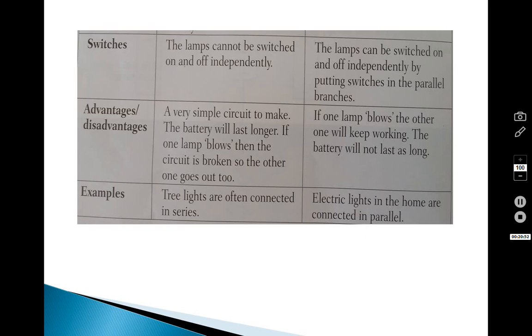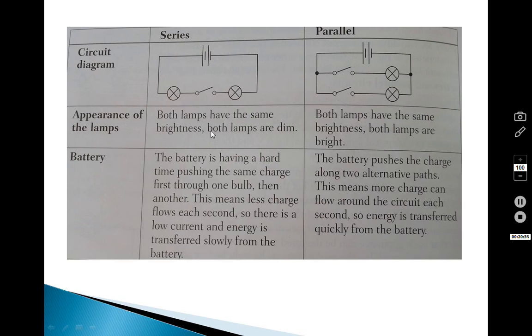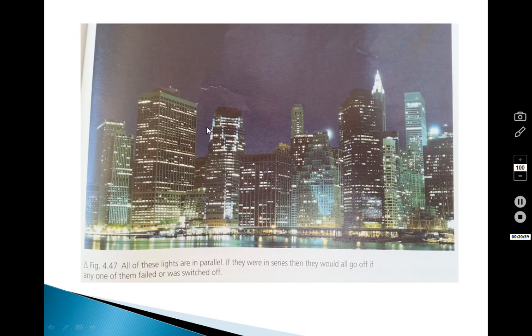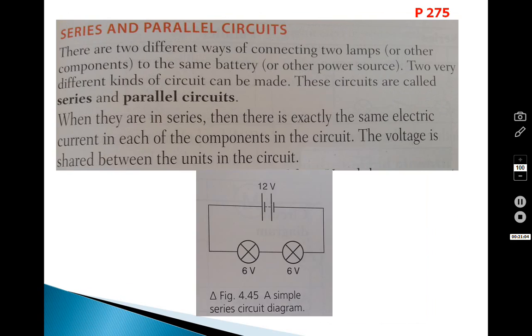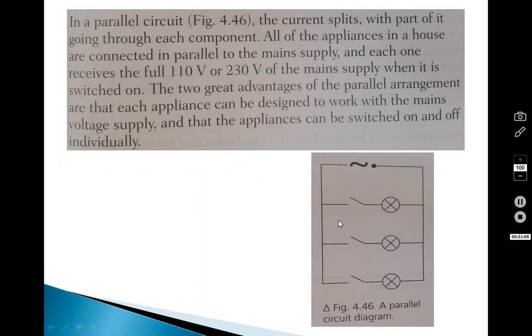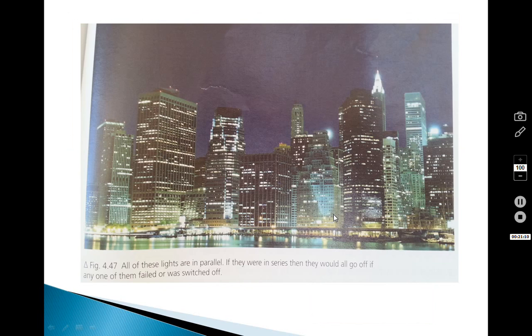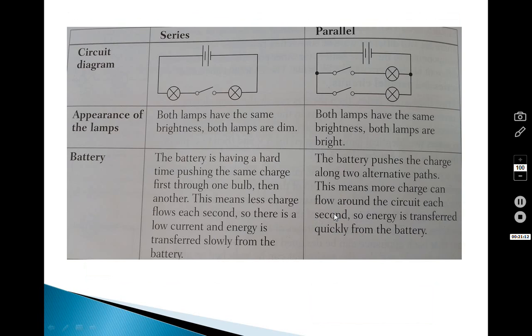Okay, this is all for today. We have covered how circuits are connected. We have two very important connections, series and parallel. We said what happens to the current and the voltage in series, and what happens to the current and the voltage in parallel. We said different things here. What's the advantage of this? And one example of series, one example of parallel, and what's the advantage of parallel connection.